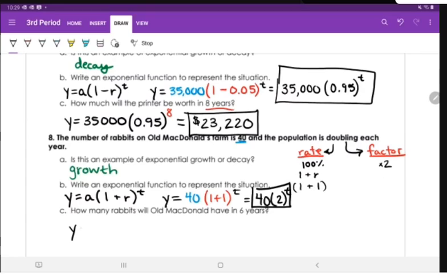All we're doing now is we're taking our formula, which is 40 times 2 to the t, and we're plugging 6 in for t. So put that into your calculator. When I do that, I end up with 2,560. Holy moly. Look at that. We started out with 40 rabbits. And if we double that every year, in 6 years, we're going to have 2,560 rabbits. That is crazy. Exponential behavior can skyrocket really quickly.